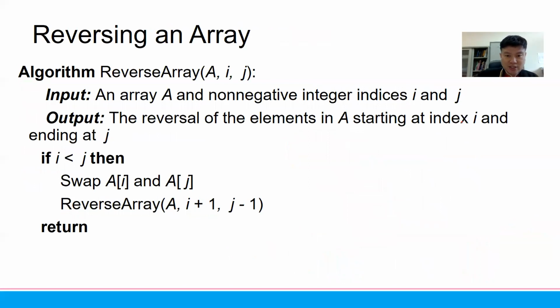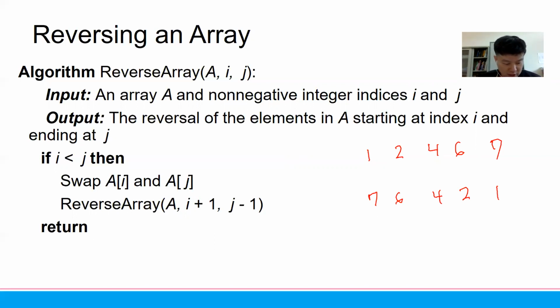So reversing an array is another example. Let's say I have an array 1, 2, 4, 6, 7, and I want to reverse it. So I want to swap, so the result will be 7, 6, 4, 2, 1. It will swap the positions. If the first array is 1, 2, 4, 6, 7, then the result after we reverse will be 7, 6, 4, 2, 1. How can we do this?